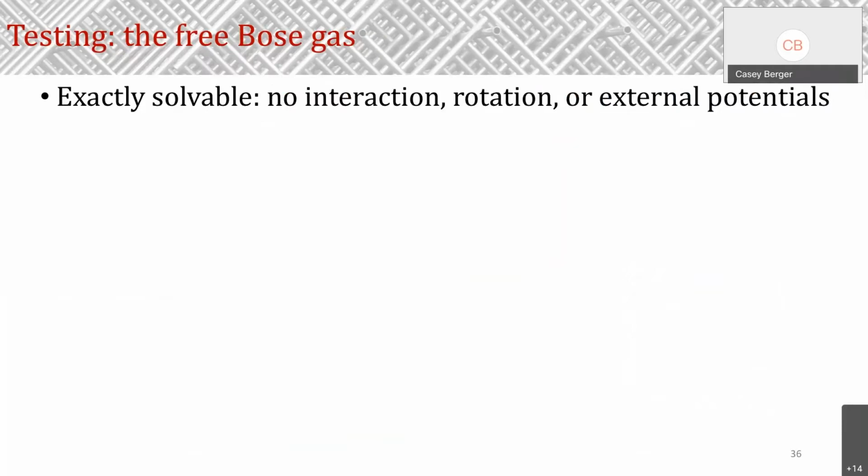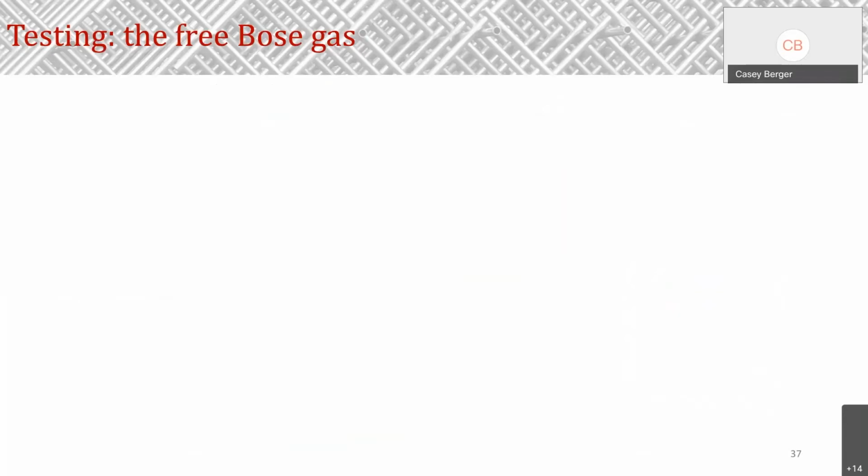So if you remove the interaction, the rotation, and the external potentials, and you just have some slow-moving bosons, this is something that can be calculated analytically and then compared with complex Langevin. We did this, and we actually found something really interesting. Because we're using a complex field to represent our superfluid, we find that even before adding the rotation to the system, we already have a sign problem.